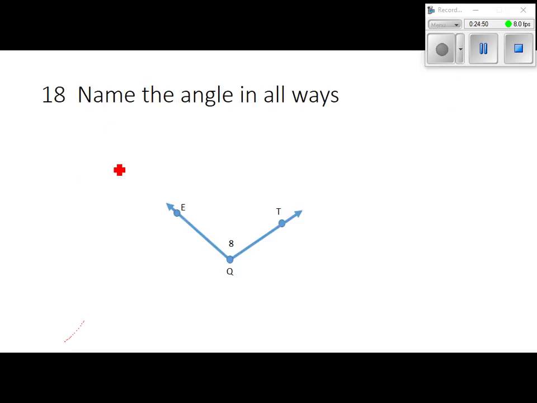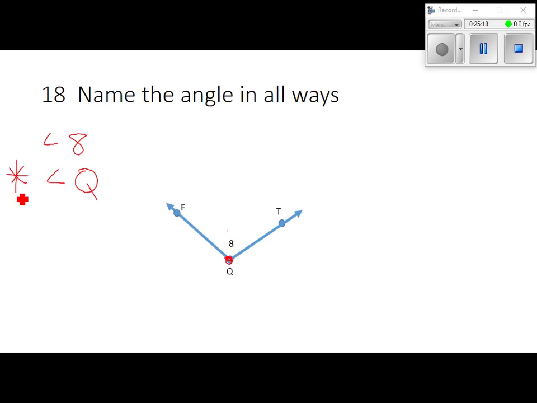Number 18, name the angle in all ways. There's only one angle in this picture, but there's 4 different ways to name it. And I don't remember which ways they actually have on the thing, but I'm going to show you all the ways that you could name this angle. First thing you could do, angle 8, just using that number right there. Then, since there's only one angle in the picture, we could just use the vertex, which is Q. So we could say angle Q.